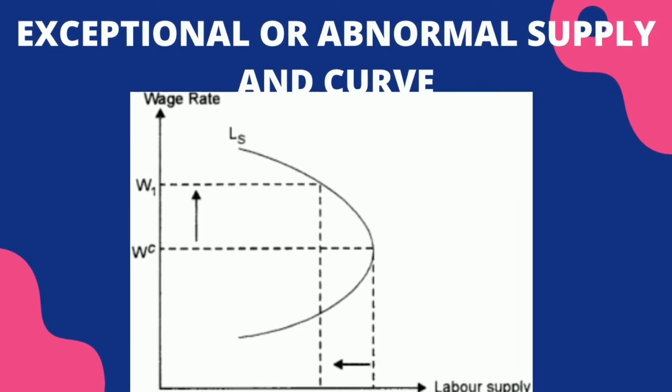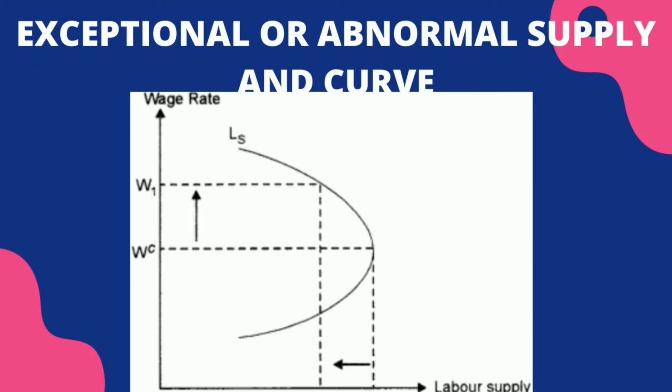Exceptional or abnormal supplies are supply patterns which do not abide by the laws of supply and therefore give rise to the reverse of the basic laws of supply. A normal supply curve slopes upwards from left to right, showing that at a higher price, more of a commodity will be supplied. But an abnormal supply curve does not follow this rule.